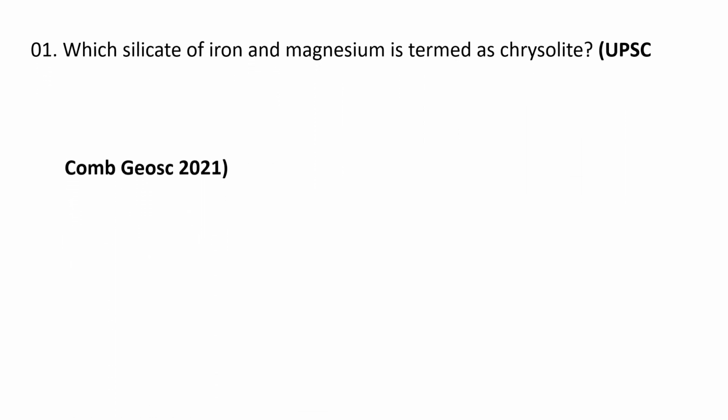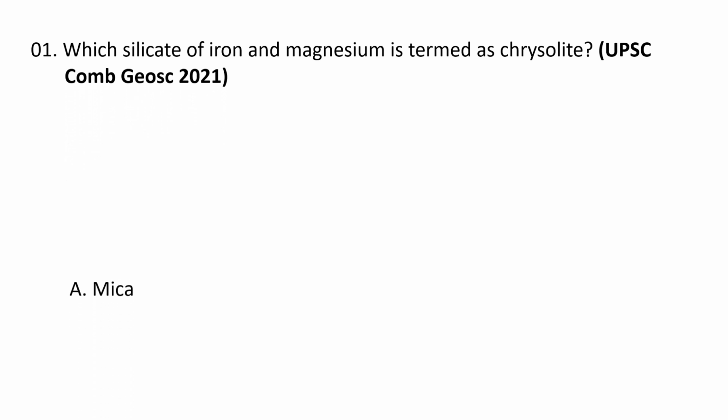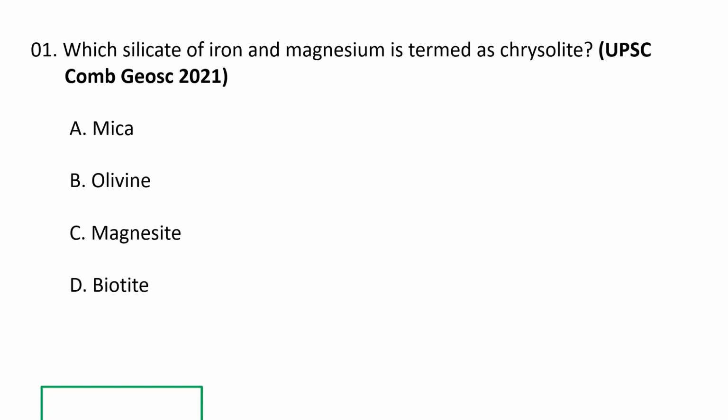Which silicate of iron and magnesium is termed as chrysolite? A. Mica, B. Olivine, C. Magnesite and D. Biotite. So this is obviously olivine. Olivine is also termed as a chrysolite. It is a silicate of iron and magnesium.